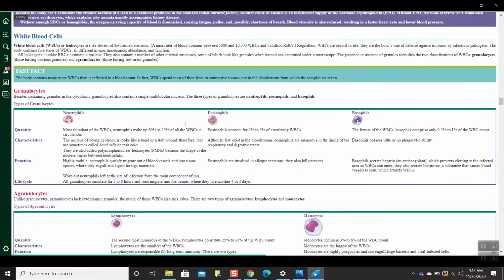Your white blood cells. Another term for a white blood cell is a leukocyte. There are two different categories. The one we focused on is the granulocytes. So the neutrophils and the eosinophils. Remember, the neutrophils are the most abundant of the white blood cells. That's important to know. The eosinophils are important to know because they are involved in allergic reactions.